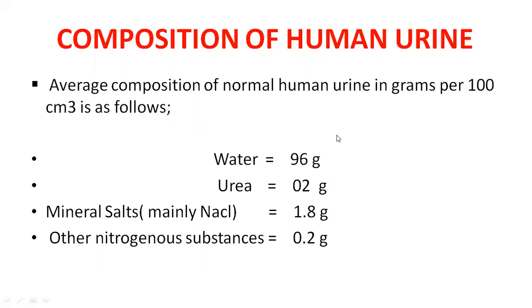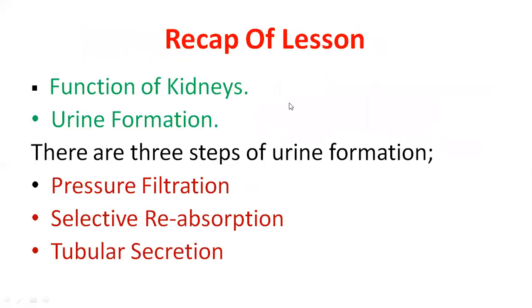So with this, we come to an end of today's lesson, and that is the recapitulation of today's lesson. In today's lesson, we mainly studied the function of the kidneys, and the function of the kidneys is actually urine formation. So in other words, we have discussed urine formation in detail, which occurs in three steps: pressure filtration, where filtration of blood occurs under high pressure. Then comes the selective reabsorption, where useful components are reabsorbed from the filtrate into the blood, and tubular secretion is the last step of urine formation, where all the waste materials are left in the filtrate to form the urine, and urine eventually leaves the kidney.